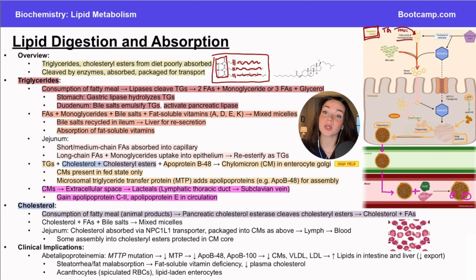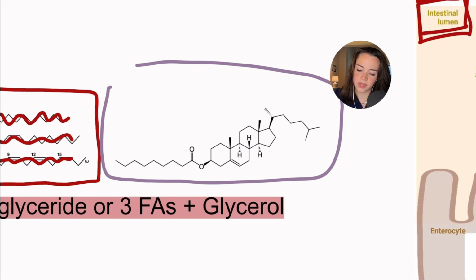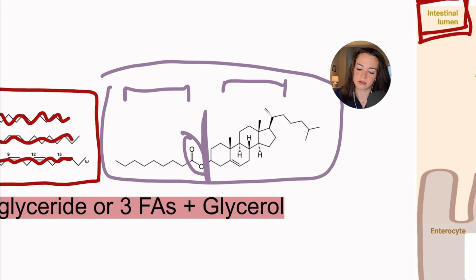So pancreatic cholesterol esterase is the enzyme that's going to cleave those cholesterol esters into the cholesterol, as well as a fatty acid, right? So here's our cholesterol ester. Remember, this is an ester bond right here. We'll cleave it off. We'll be left with the cholesterol component and that long fatty acid tail.